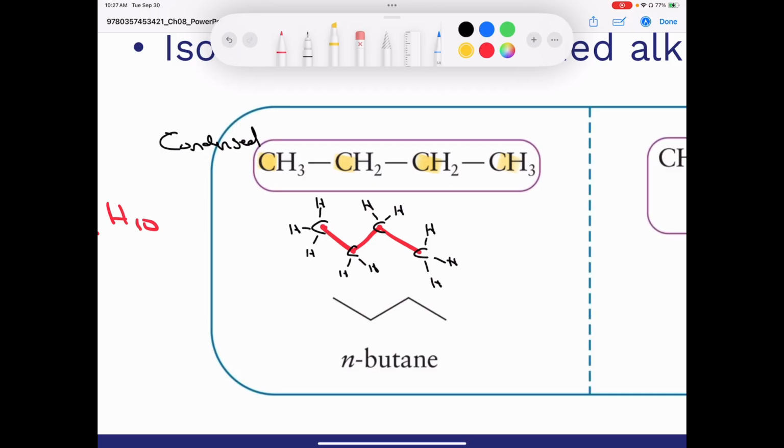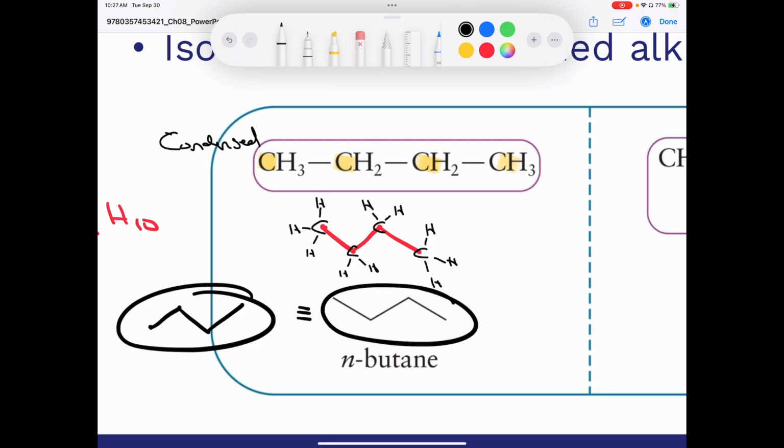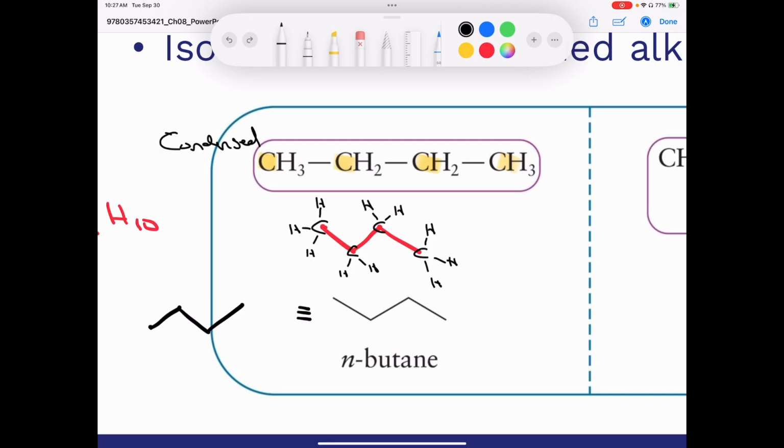Now, students will sometimes say, well, do you have to go down first and then up? No, it doesn't matter at all. This is going to be the same thing as if I started here. 1, 2, 3, 4. This molecule and this molecule are both n-butane. They're identical to each other. Okay, so that is how we draw a bond line structure.